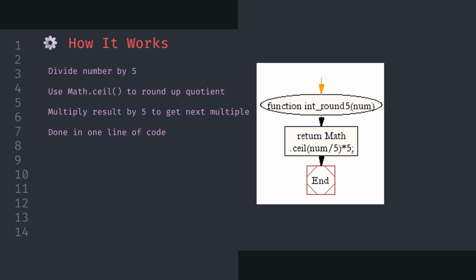We first divide the number by 5, which gives us a float. Next, we use Math.ceil to push the number up to the next whole integer. Finally, multiplying it by 5 brings us back to the nearest multiple. It is a neat trick that uses simple math.